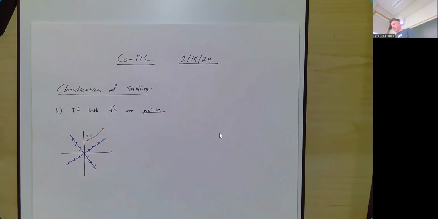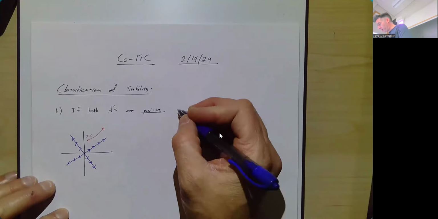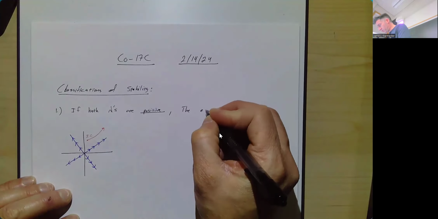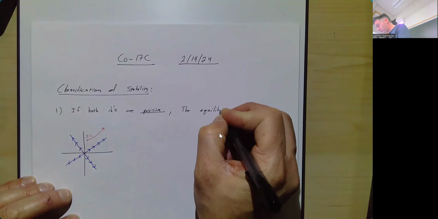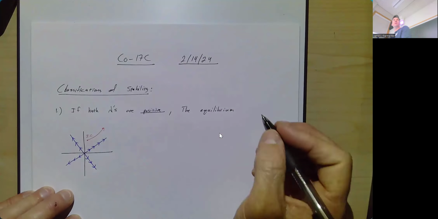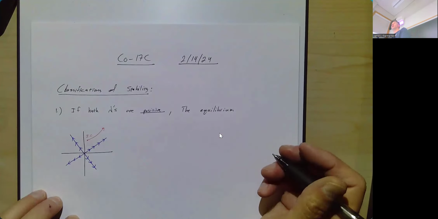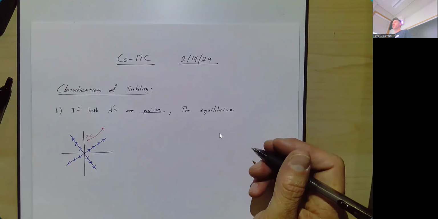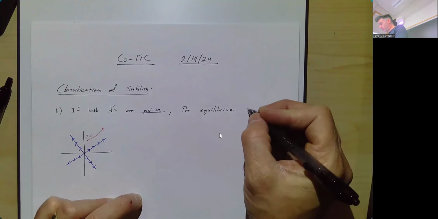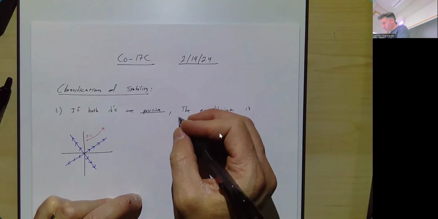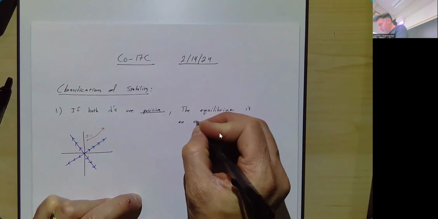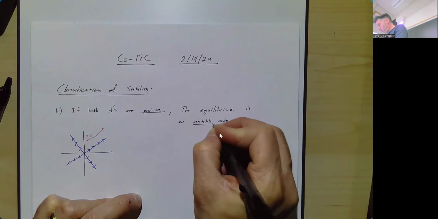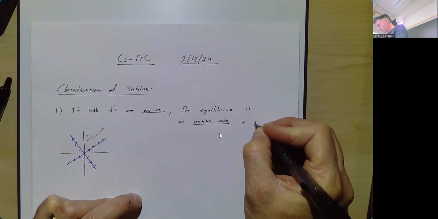So if both eigenvalues are positive, the equilibrium, which is always going to be 0, 0 for these linear systems of differential equations, is called an unstable node, or a source. Later on, if we talk about nonlinear ones, you can have other equilibria.